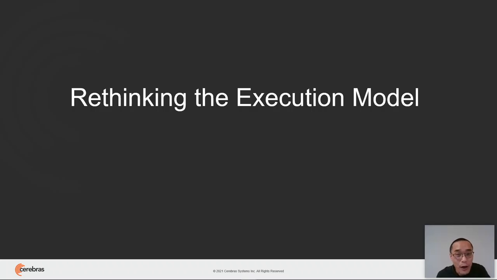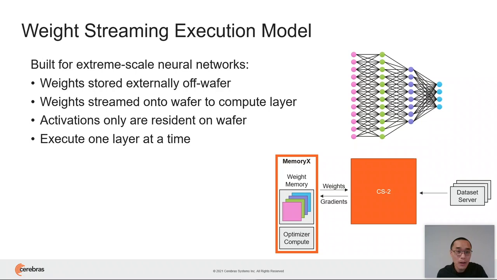First, I want to describe the new weight streaming execution model, the underpinnings of this new architecture. In this execution mode, all model weights are stored externally in the Memory X unit, and they're streamed onto the CS2 system as they're needed to compute each layer of the network, one layer at a time. The weights are not stored on the CS2, not even temporarily, but as they stream through, the CS2 performs the computation, and the resulting activations stay resident on the CS2 ready for the next layer.